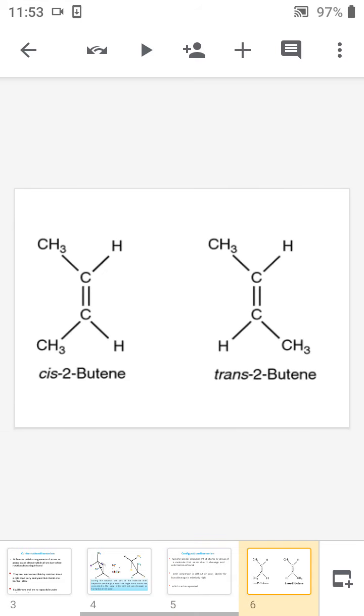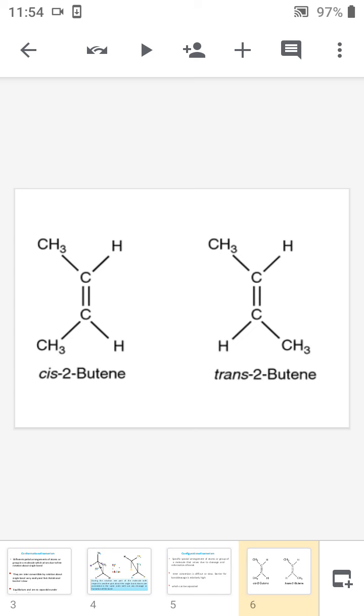See here, this is the geometrical isomerism of 2-butene, the cis form shown on the left-hand side and the trans form shown on the right-hand side. These two forms are an example of configuration, and in these structures there is a difference in the position of the methyl group in space. In the first structure, that is cis, the methyl groups are on the same side, whereas in the trans form the methyl groups are on opposite sides.